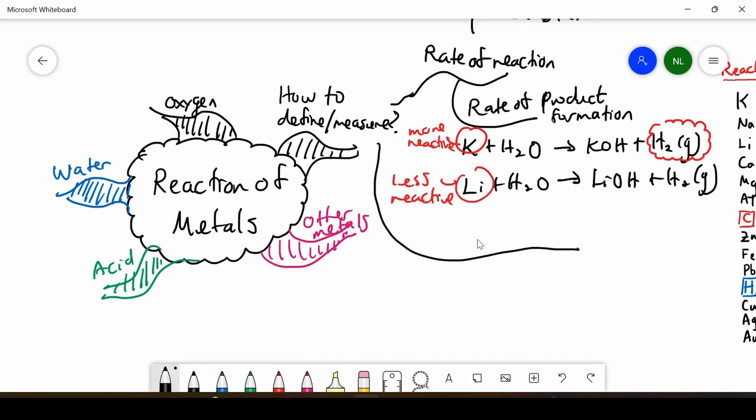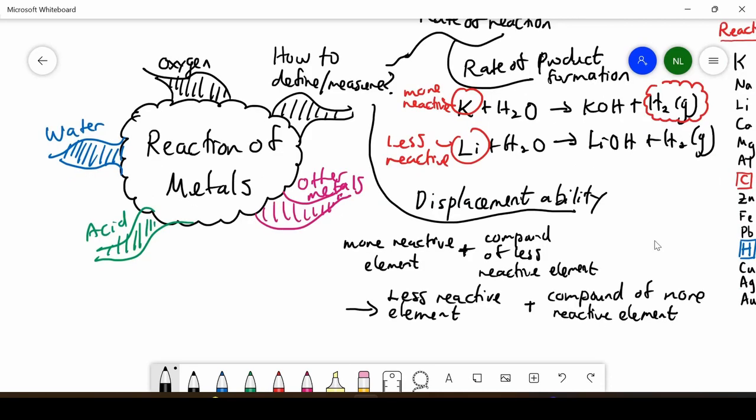Reactivity can also be measured in terms of the ability of an element to displace another element from their compounds. Let's call this the displacement ability. For example, a highly reactive element such as potassium can displace many elements from their compounds, whereas an unreactive element such as gold can displace virtually no other element from their compounds. And this is the type of reaction that we're going to explore in a lot more detail when we discuss the reaction of metals with other metals.